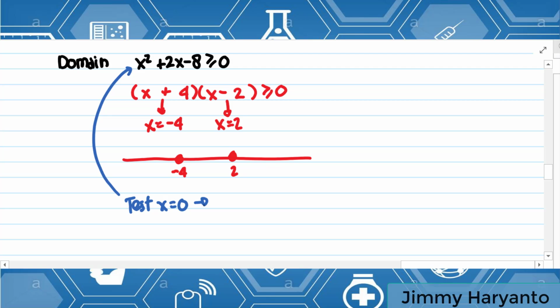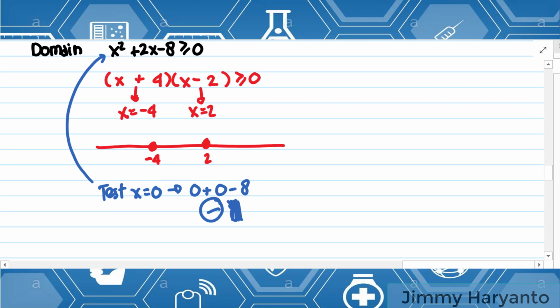Yeah, so it will be 0 plus 0 minus 8, so you will get negative 8. Don't bother for the 8, you only have to locate the negative. So for x equals 0, it's right here, the result is negative, so you write negative right there, and then when you move into another range, it will be plus, move again, it will be plus.